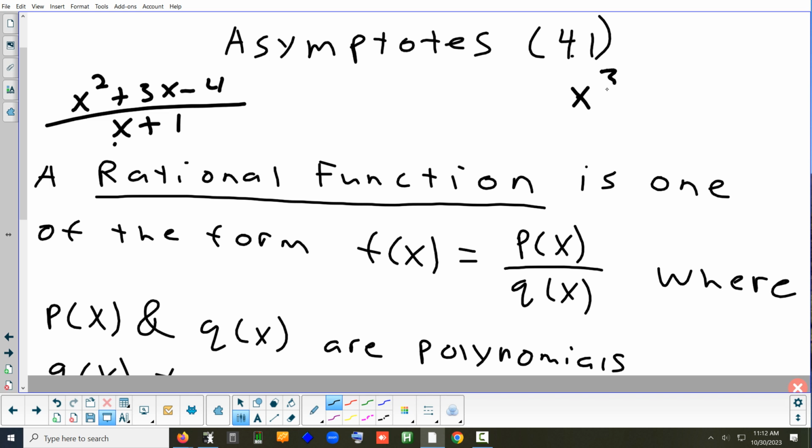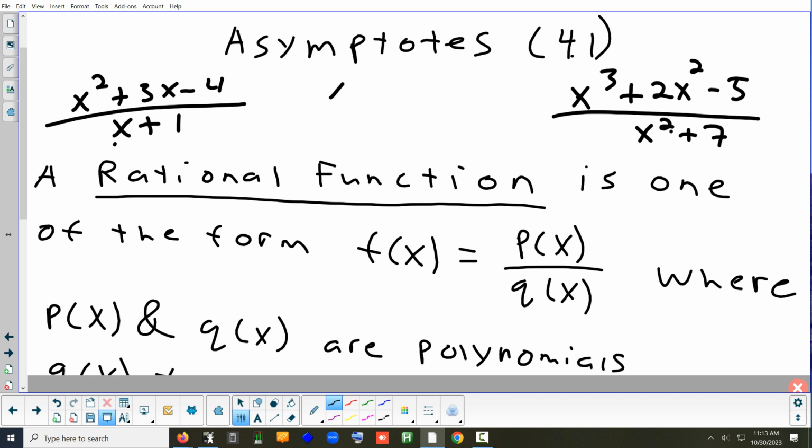Here's another one. x cubed plus 2x squared minus 5 over x squared plus 7. That's a rational function. It's a cubic in the top. What kind is in the bottom? A quadratic. Yep. Now there's a little bit of a difference between the two. I use different numbers, right? But the highest exponent doesn't really matter. It's just as long as you have a polynomial in the top and a polynomial in the bottom.